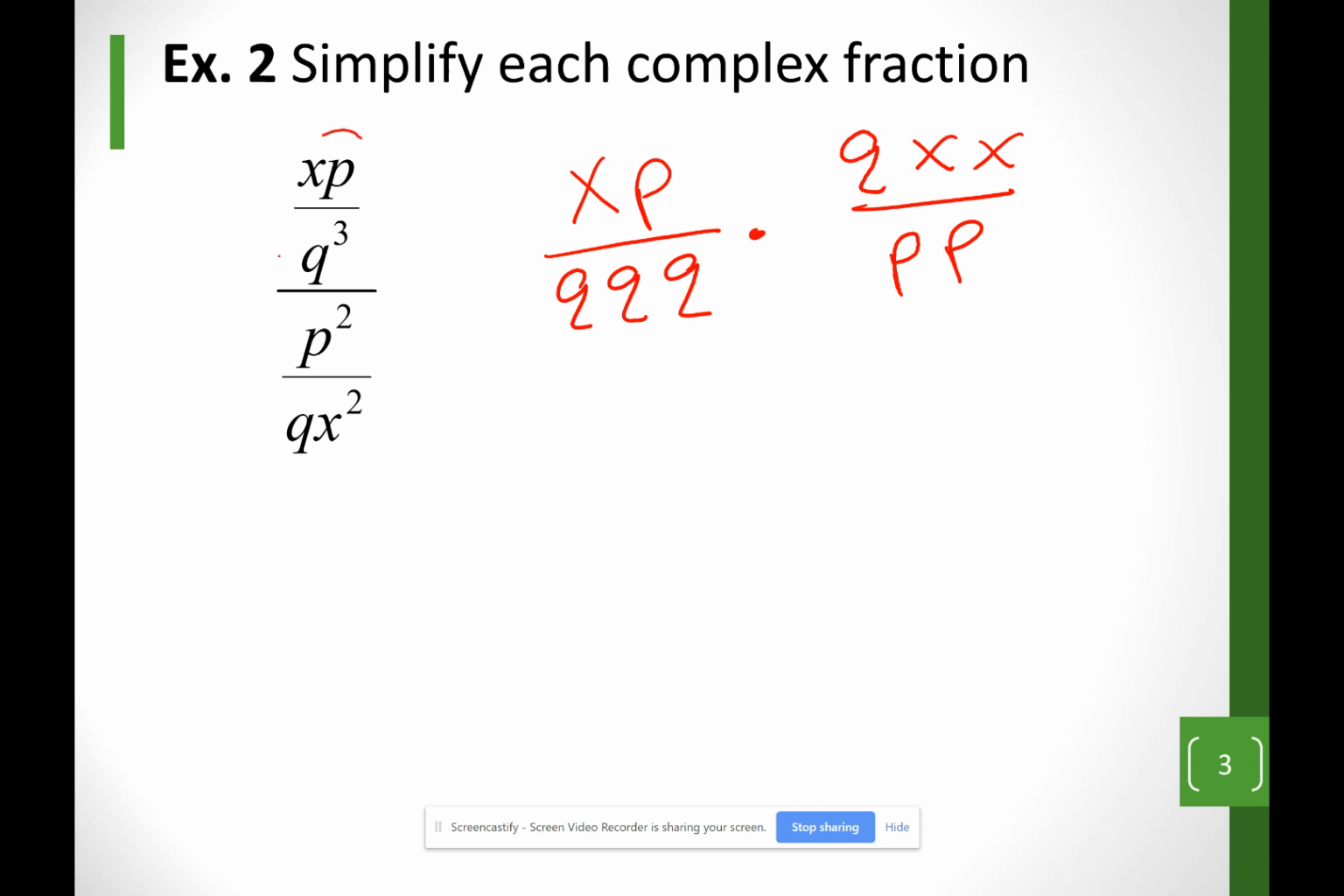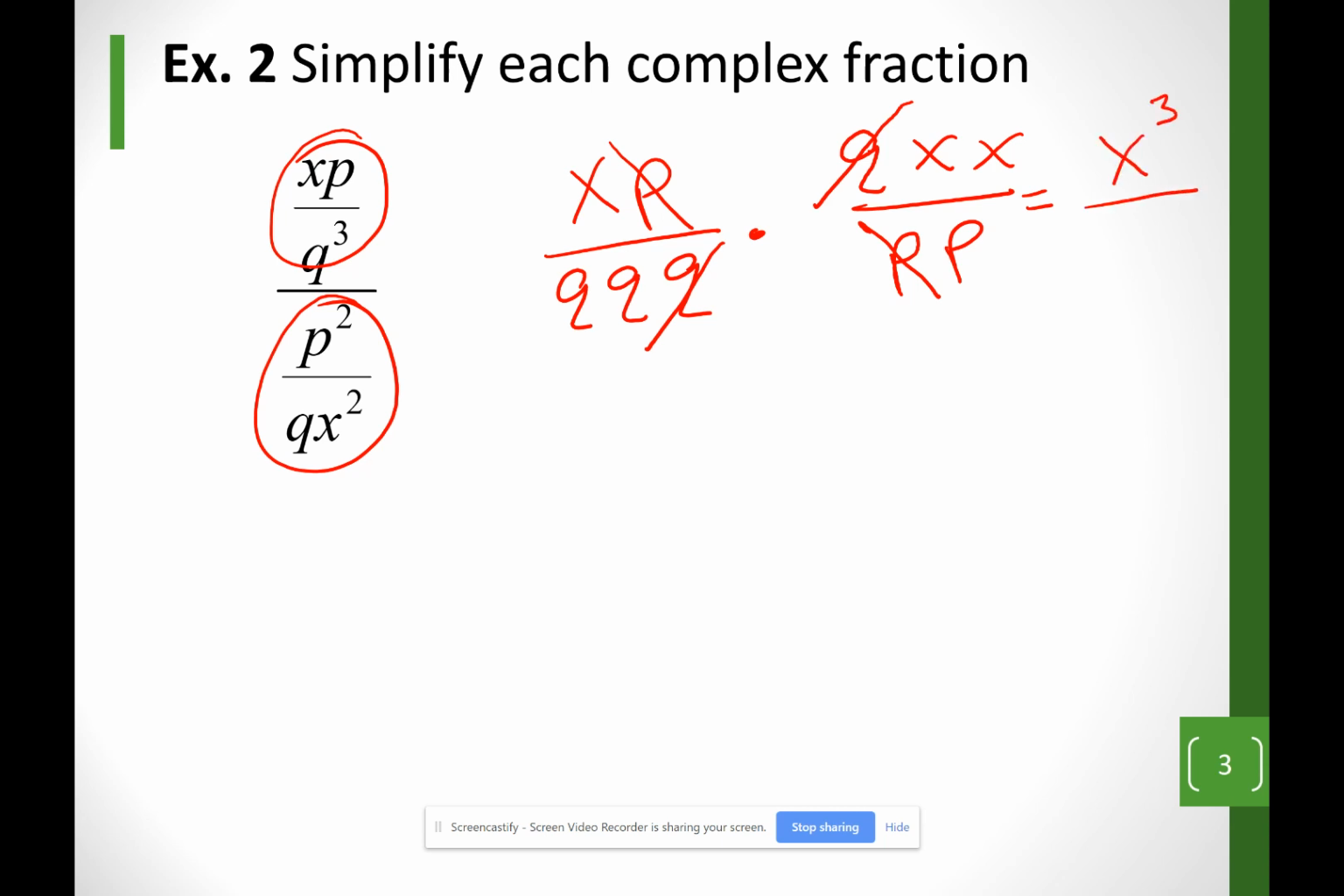Once again, I do my first fraction divided by the second fraction, or the first fraction times the reciprocal of the second. The reason why I split my exponents is because I can see when I cancel this q with this q, and this p with this p, I cannot cancel out the x's because they're both on top. I can cancel them as long as one of them is on top, one of them is at the bottom. So on the top, I have an x to the third. At the bottom, I have q squared times p.